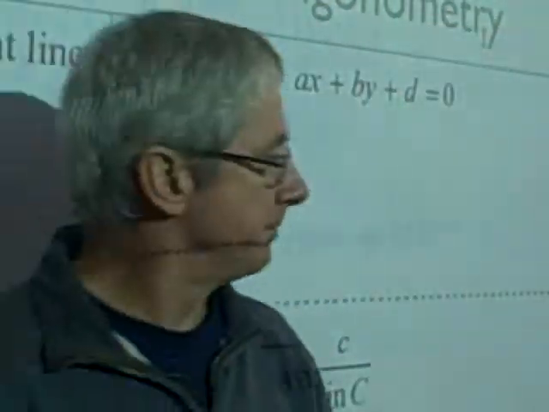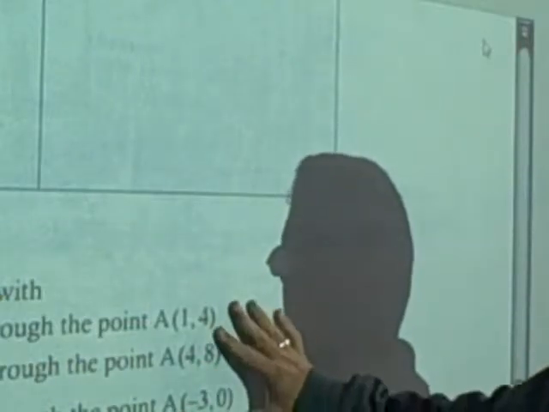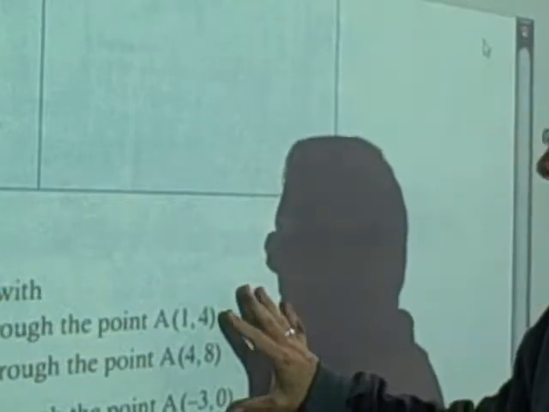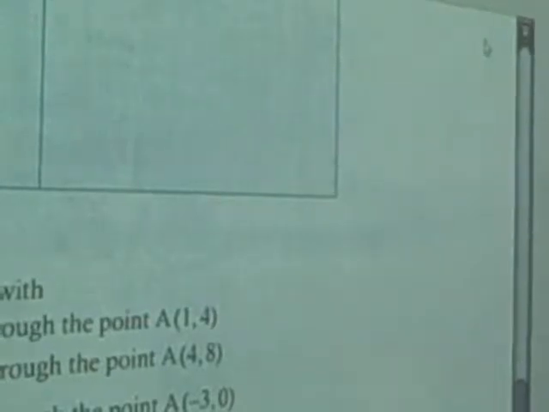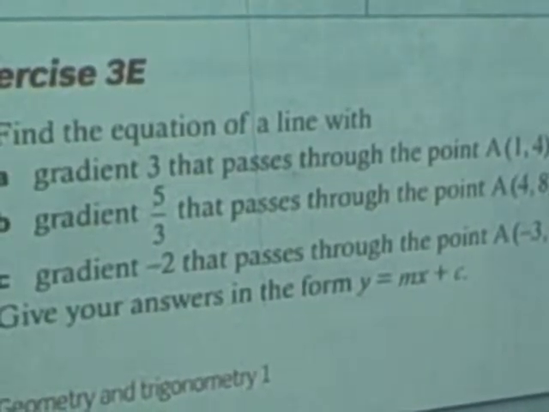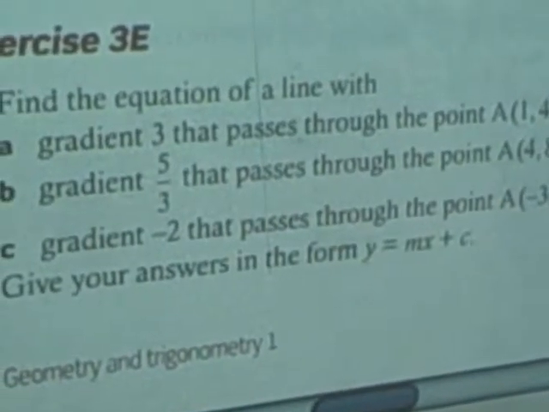Let's look at problem from the text, 3E, number 1. They give you the gradient and they ask you about how to find the equation of the line, the y equals mx plus c equation, given some information about it. So the first one, let me move it so you can see what we're looking at here. All right. The first one says gradient 3 passes through the point 1, 4. Then we have gradient 5/3. Passes through the point 4, 8. Then we have gradient minus 2 passing through the point -3, 0. And put all your answers in the form y equals mx plus c.